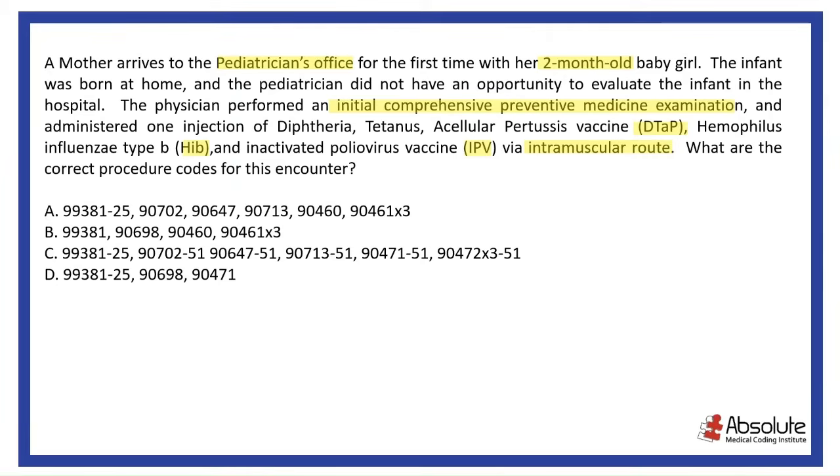A mother arrives to the pediatrician's office for the first time with her 2-month-old baby girl. The infant was born at home, and the pediatrician did not have an opportunity to evaluate the infant in the hospital. The physician performed an initial comprehensive preventive medicine examination and administered one injection of diphtheria, tetanus, acellular pertussis vaccine, Haemophilus influenza type B, and inactivated poliovirus vaccine via intramuscular route.